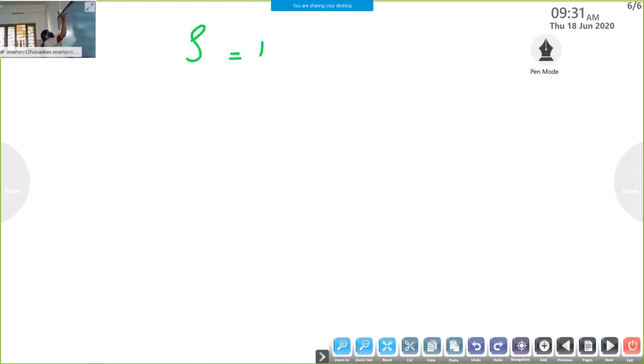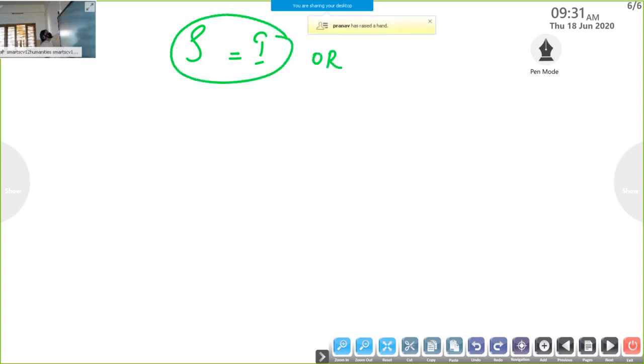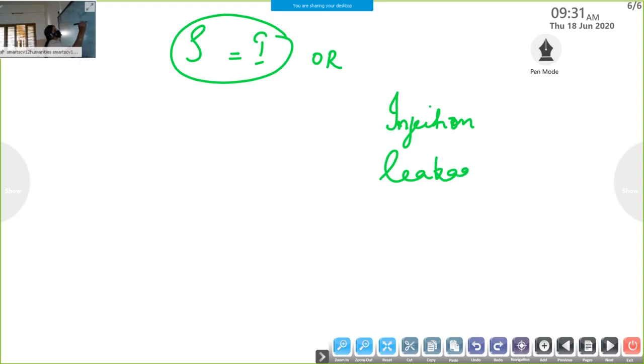Saving is equal to investment. Or we can write, already we studied in the national income lesson, there are two determinants that determine the size of the circular flow of income. I think you know the answer. What are the two determinants? Injection and leakages, right?